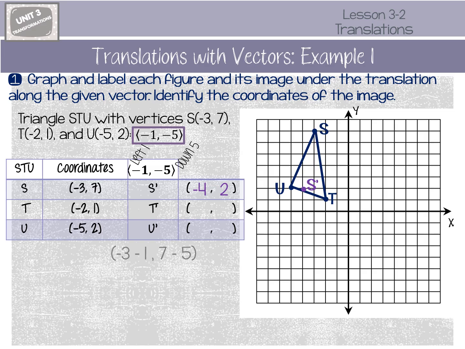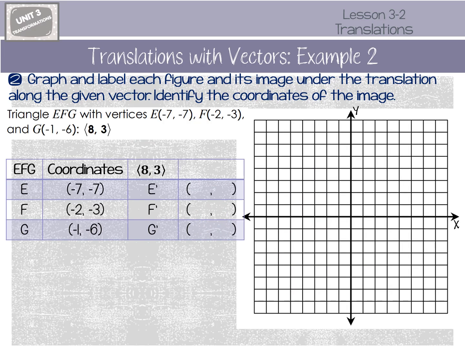We subtract 1 and subtract 5 from the original coordinates. Negative 2 minus 1, 1 minus 5. We can put that vector in, and we're at the point negative 3, negative 4. Do our calculation. Negative 5 minus 1, 2 minus 5. We end up at negative 6, negative 3, and we can use our vector to get that. And there is our image. Triangle S prime, T prime, U prime.